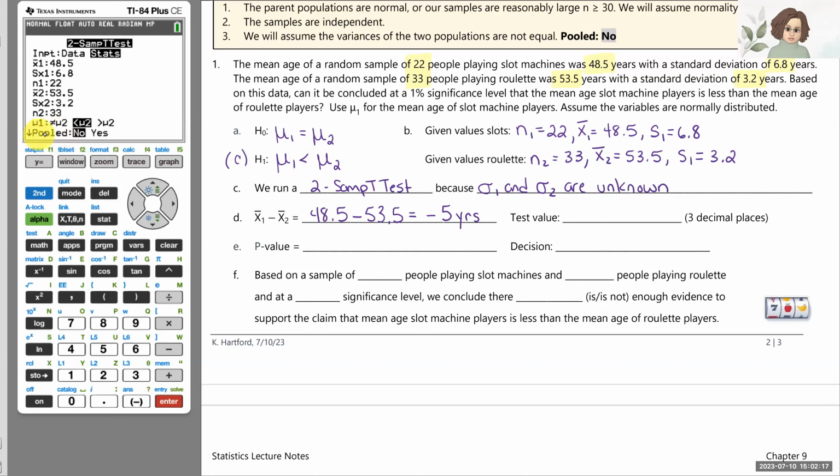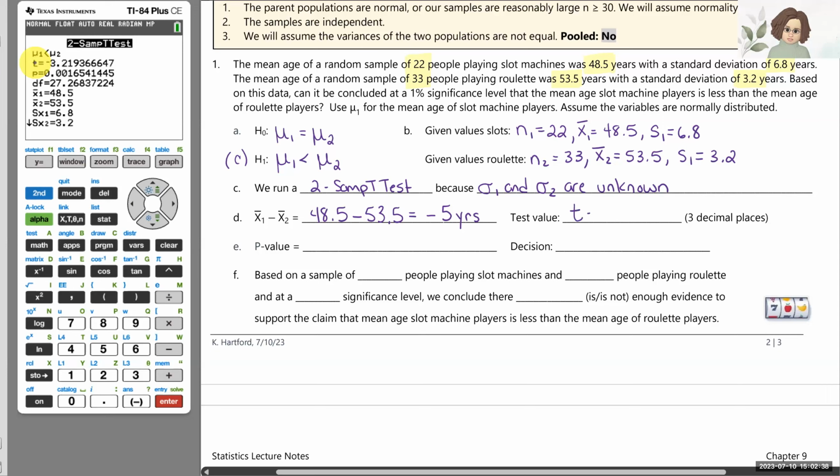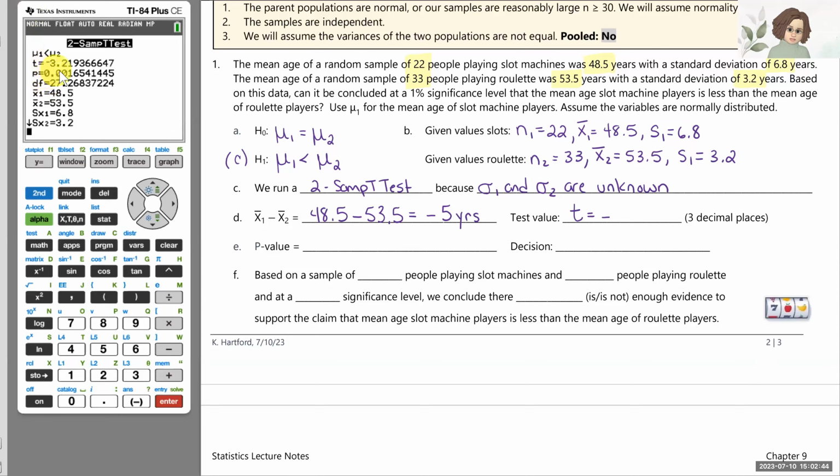And here's the pooled part. You just want to make sure that says no, and we never change that. Once you have that on no, you're good. And then I'll go ahead and calculate. All right, so now we're seeing the test statistic is t instead of z. We'll do 3 places again, so that would be negative 3.219. And the associated p-value there is pretty darn small, 0.0017.